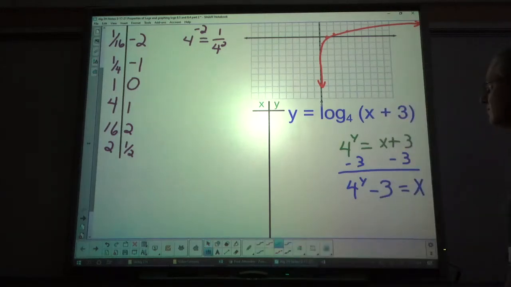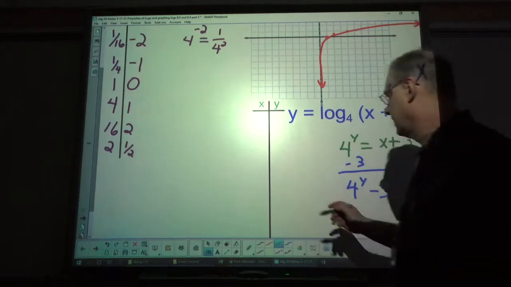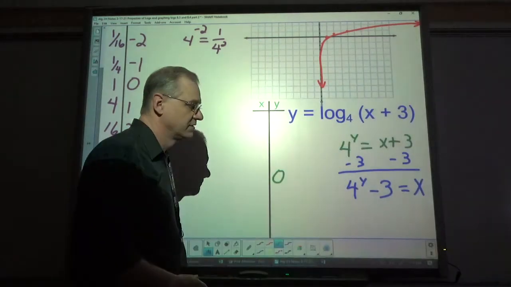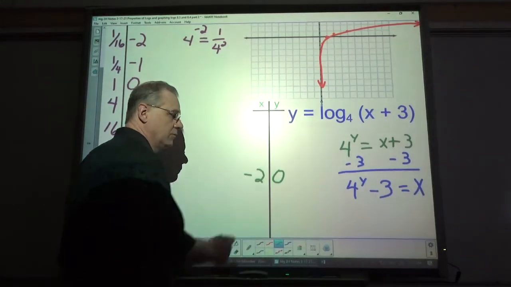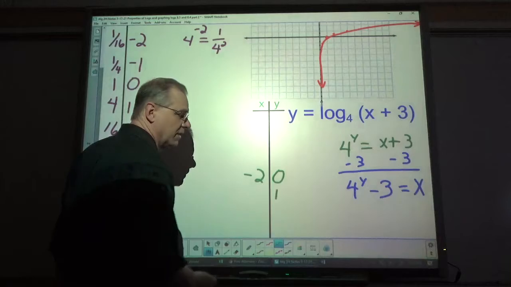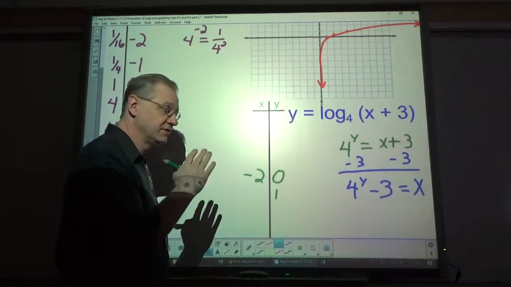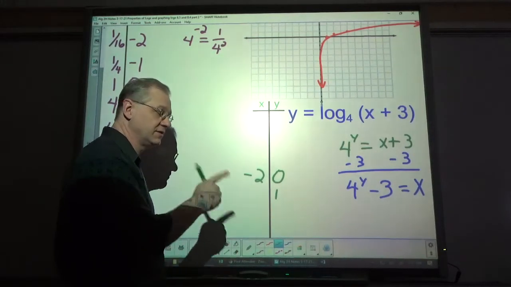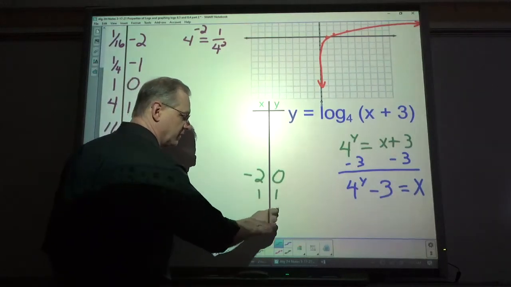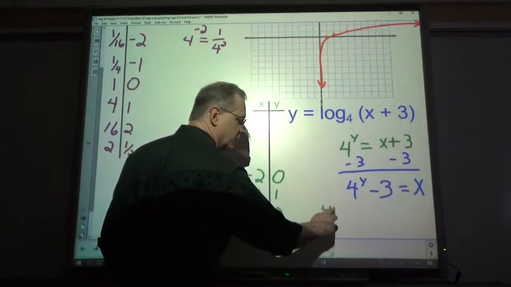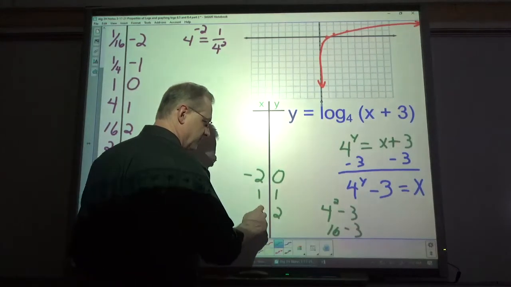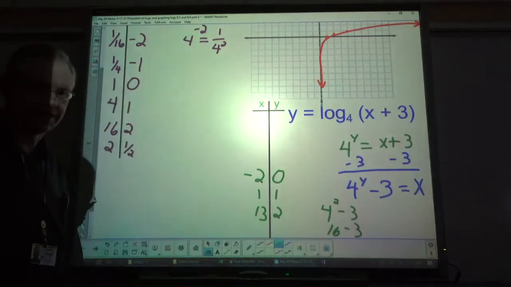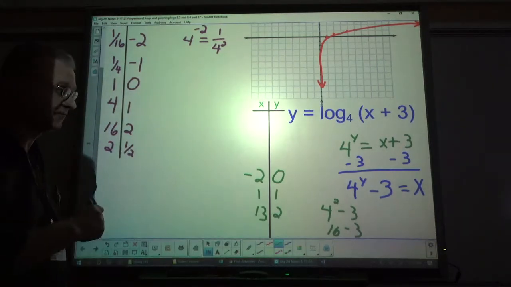All right, let's plug in some values here. So if I put 0 in again, 4 to the 0 is 1, minus 3 is negative 2. If I put 1, 4 to the 1 is 4, minus 3 is 1. 2, 4 to the second minus 3, 16 minus 3 is 13. But again, we're plugging in for y, getting answers out for x.